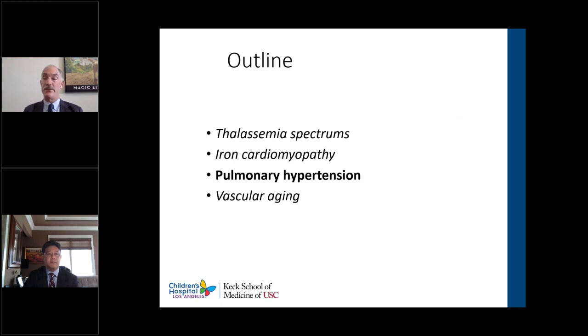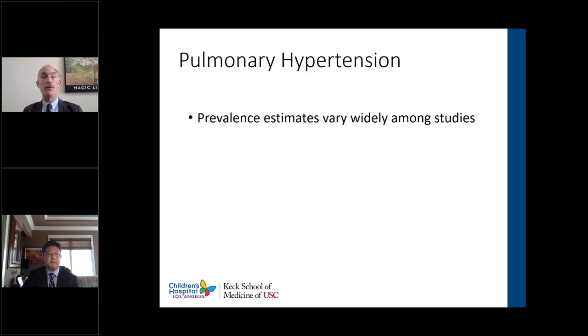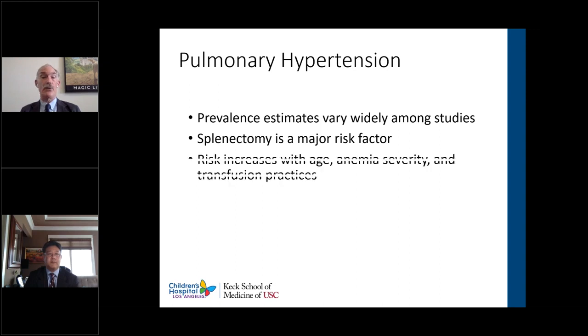So now turning to pulmonary hypertension. If you look through the literature, the prevalence of pulmonary hypertension varies wildly among the different centers. The reason for that is that splenectomy is a very strong risk factor, and splenectomy practices are quite center dependent. The other thing is that the risk of pulmonary hypertension increases with age.